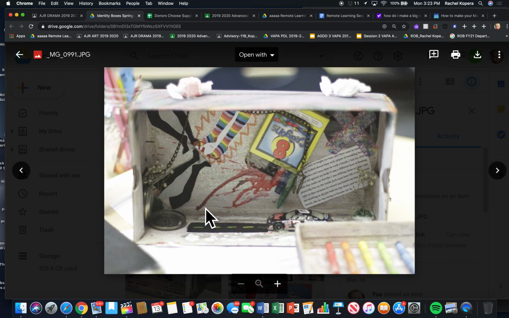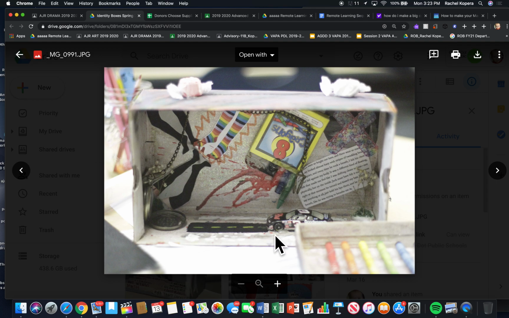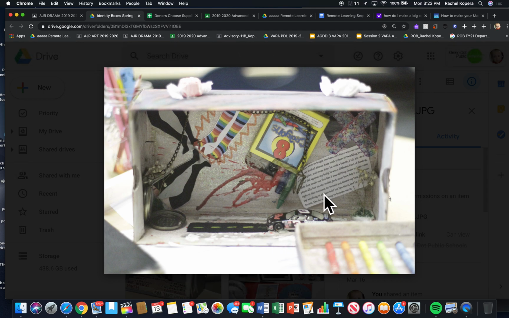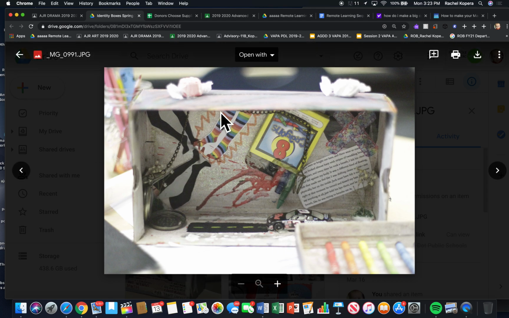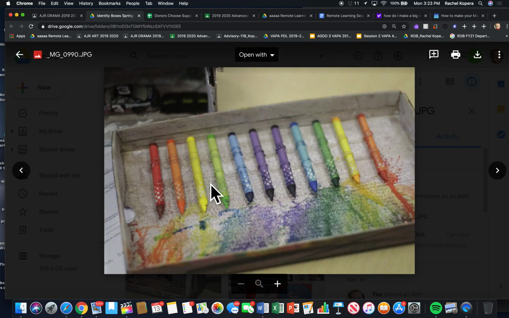Beautiful use of crayons, of found objects. Again, you are not getting points off if you don't have a glue gun and you can't do this. Okay? Use what you have at home. Look at this. Gorgeous. Same box. Great use of crayons. I love it.